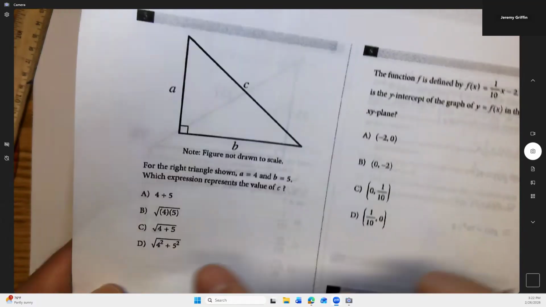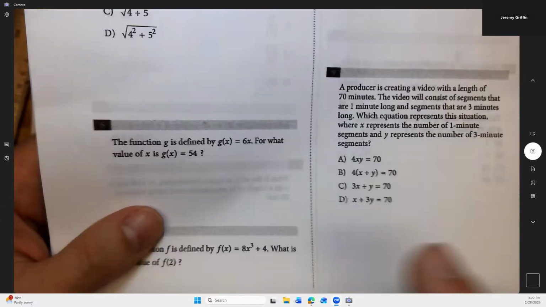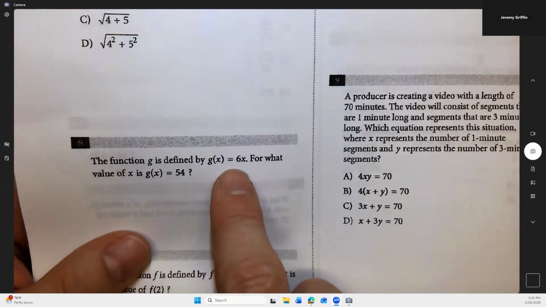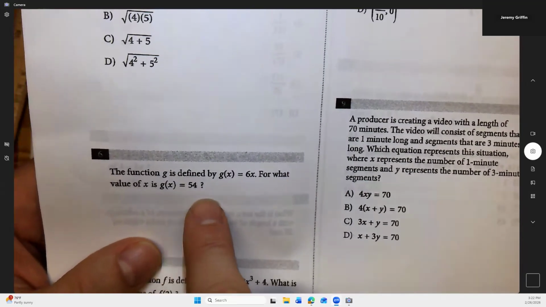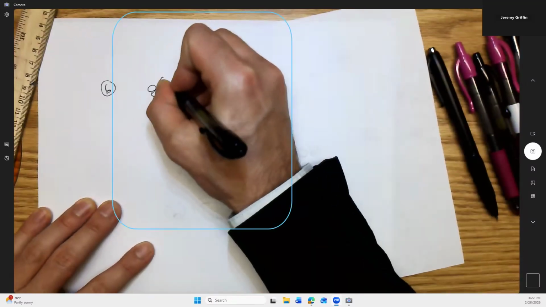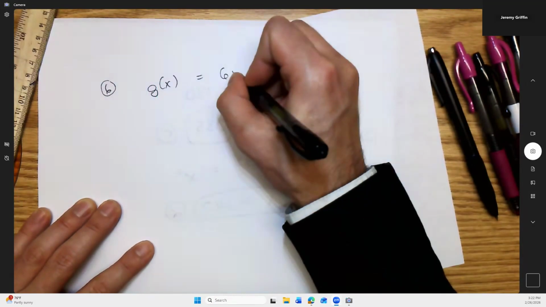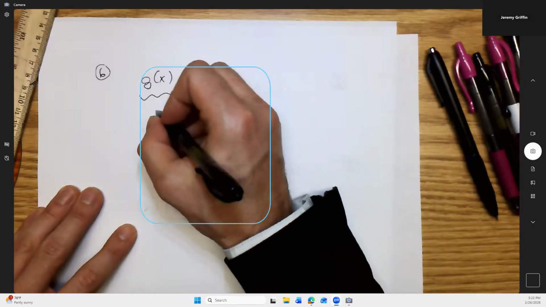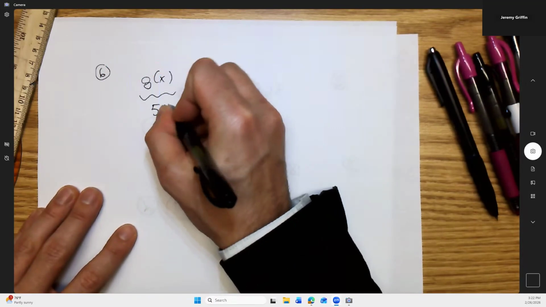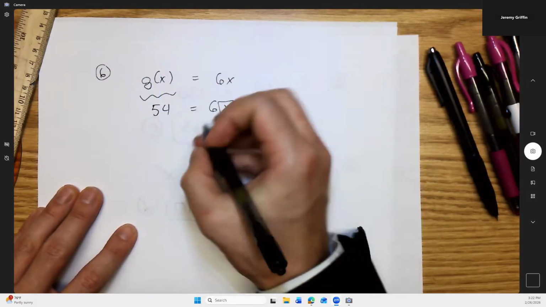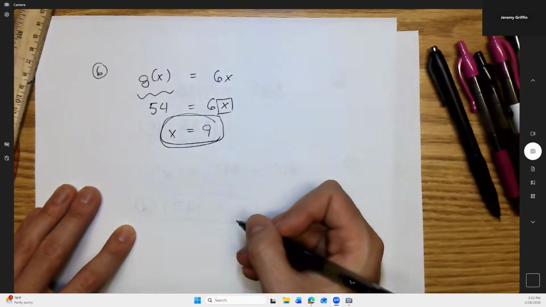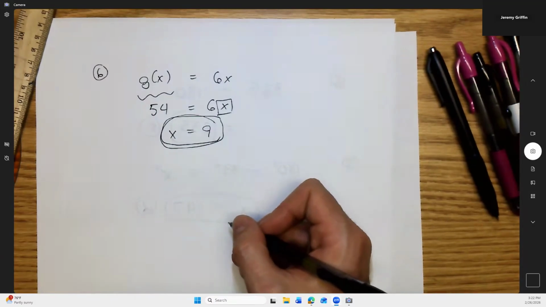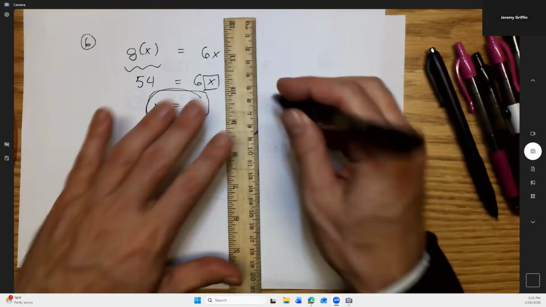Okay, number 6. Function g of x is 6x. Oh, it's linear. Slope of 6. For what value of x is g of x 54? Here, I'll go ahead and write this one down. So we got g of x is 6x, and we're solving for when g of x is 54. What is x? Yeah, there you go. 9. Oh, that was not multiple choice. So let me check. Yeah, they're looking for 9.